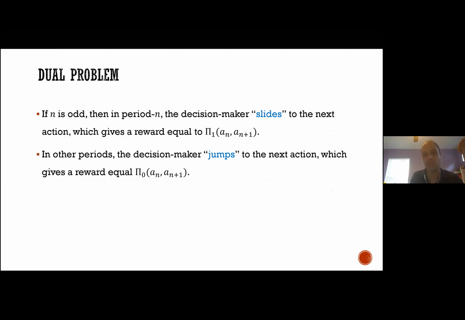So literally just think about the following. If the period is odd, then in that period the decision maker is allowed to, quote unquote, smoothly slide to the next action. I'll specify what I mean by this slide in a bit, but the decision maker is allowed to smoothly slide from the current period's action a n to the next period's choice, a n plus 1. And in that case, he gets a payoff of pi 1. In any period where n is not odd, the decision maker is allowed to jump from the current period's action to the next period's action, and that jump gives him a payoff of pi 0. So what are these slides and jumps? Well, they coincide with when the mechanism is continuous between a n and a n plus 1, and when the mechanism is discontinuous and there is a jump between a n and a n plus 1.